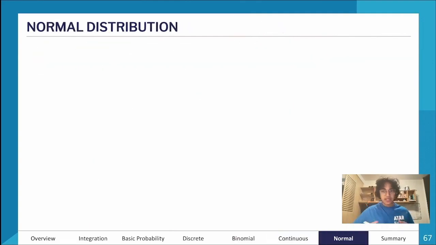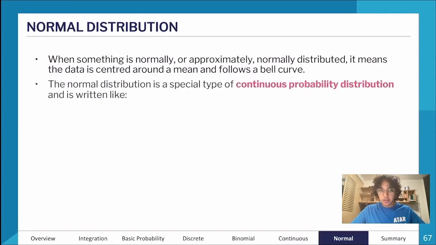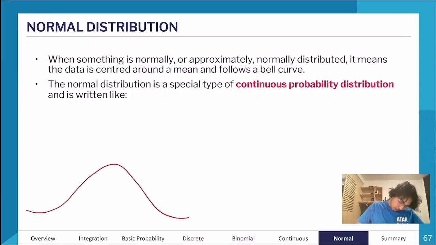So we're going to finish off today by talking about the normal distribution. What does it mean for something to be normally distributed? It means that the data has a fixed mean and follows a bell curve shape. It's a special type of continuous probability, and it's the most common type you will see, and you've probably seen it in your day-to-day. It's these sorts of shapes, where the center is the mean.